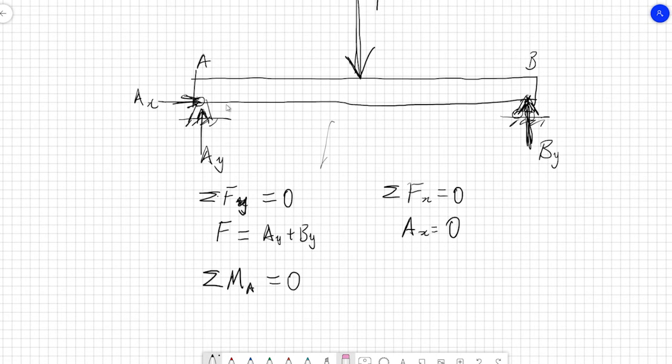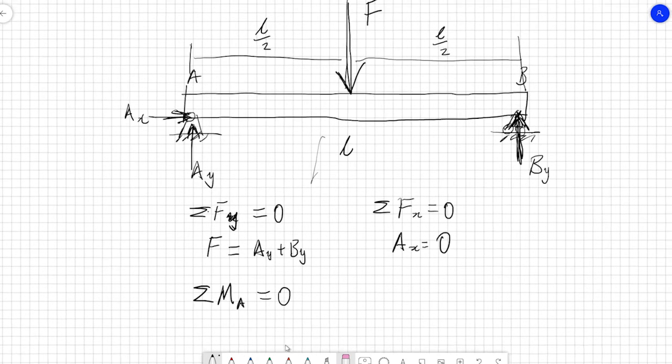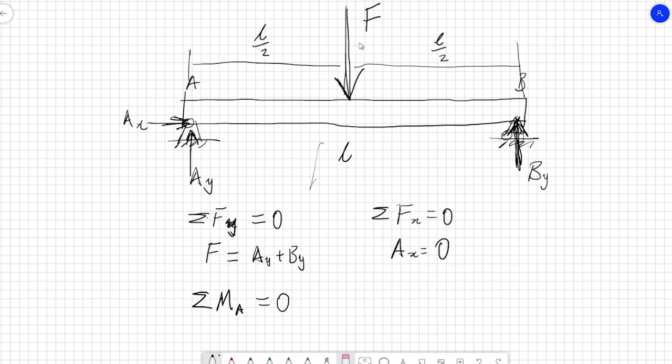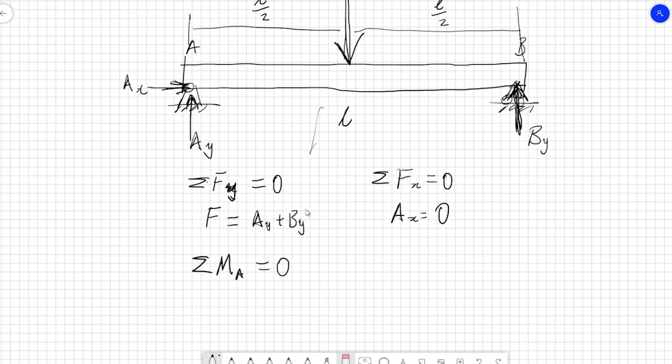Now, what gives us moment? Let's just say the force being loaded is right in the middle of the beam. So this is L, and this is L over 2, and this is L over 2. That means the force times L over 2 will generate a moment. This force acting on this arm will rotate the whole thing in a clockwise direction.